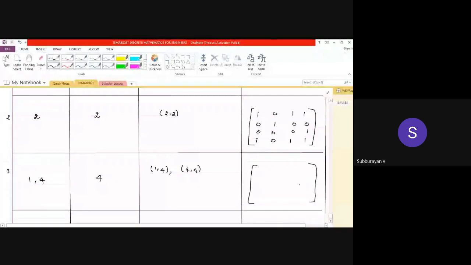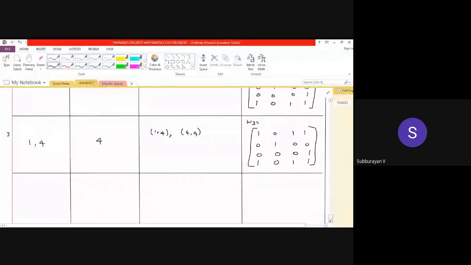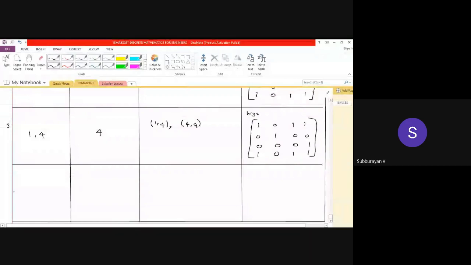Let me start with this. You have to make 1, 4; already 1, 4 is 1, and 4, 4 is also 1. So this is 1, 0, 1, 1 and 0, 1, 0, 0 and 0, 0, 0, 1 and then 1, 0, 1, 1. See, this is the matrix W3. Okay, fine. Now we are going for the last step of Warshall's algorithm.